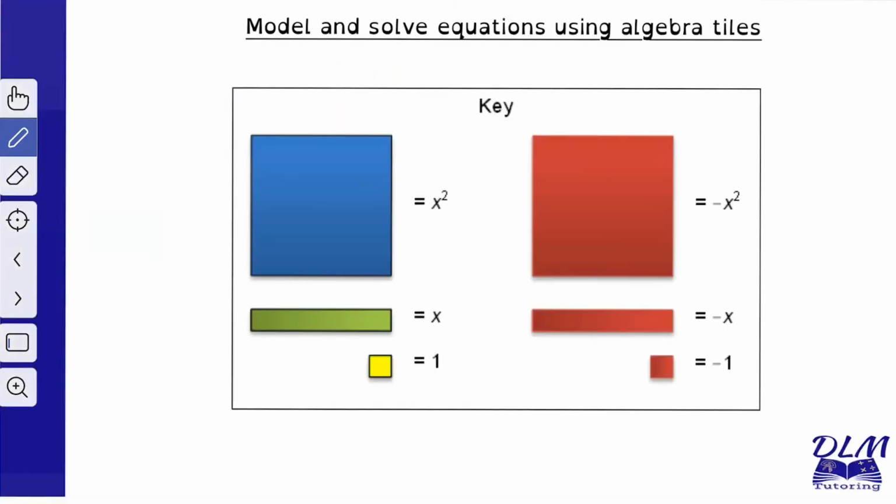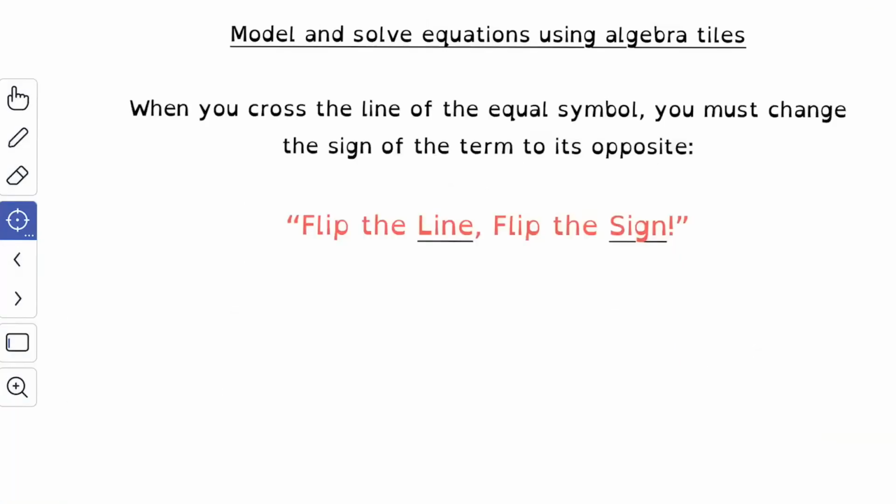In order to model and solve equations using algebra tiles, you'll need to memorize the algebra tile key, as shown here. Notice all of your negatives are in red, and for your positives, you have x squared as a large blue square, x as a rectangle, and 1 represented as a small yellow square.